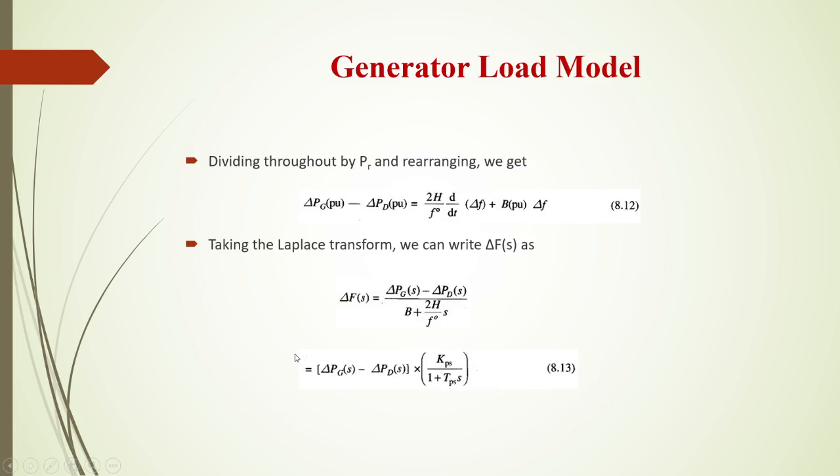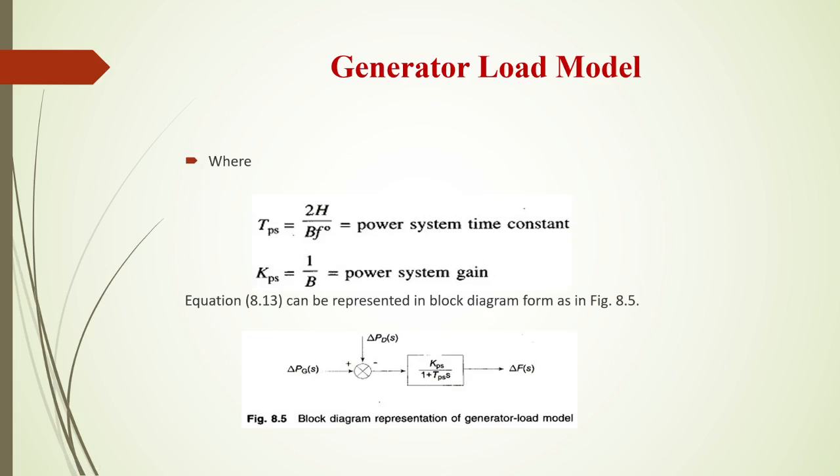Okay, this equation: delta Pg of S minus delta Pd of S, multiplied by Kps by 1 plus Tps into S, equal to delta F of S. That is, Pg of S minus Pd of S multiplied by Kp of S, by 1 plus Kps by 1 plus Tps S, equal to delta F of S.